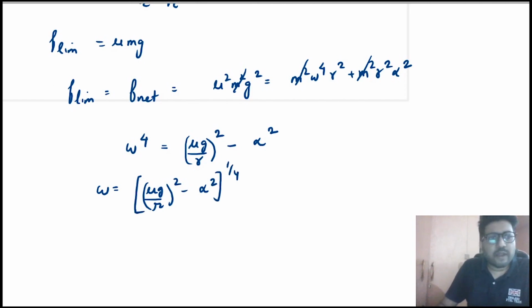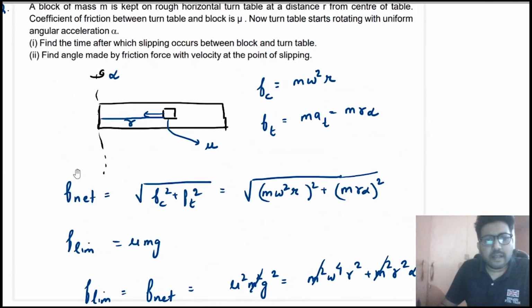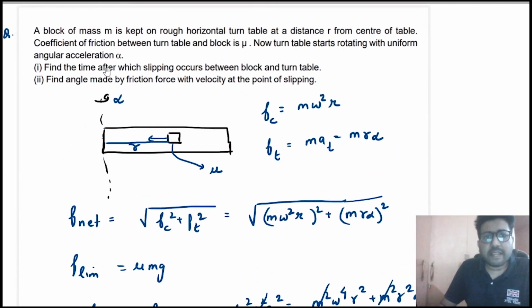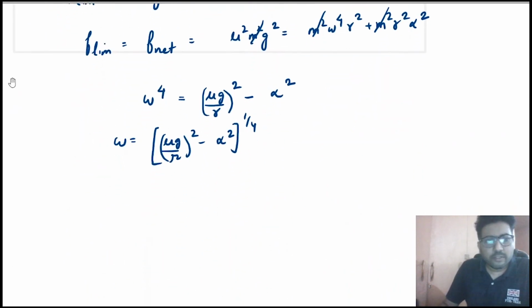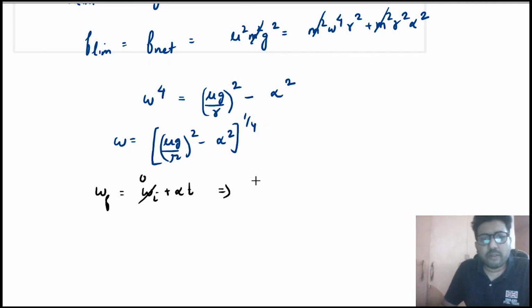Now in the first part they are asking the time taken when slipping starts between the block and the turntable. You know that this is the maximum omega. So when will this omega be reached? You know that omega final is equal to omega initial plus alpha t. Now the turntable started from rest, so the initial angular velocity is 0. This is the final angular velocity. Alpha is given to you. From this you will get the value of time.